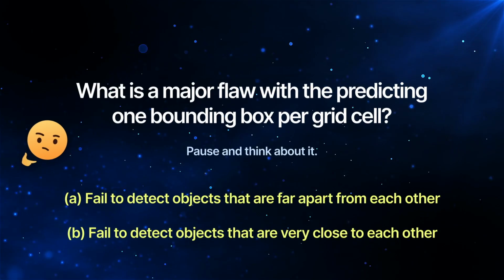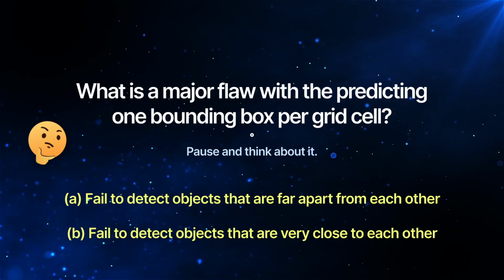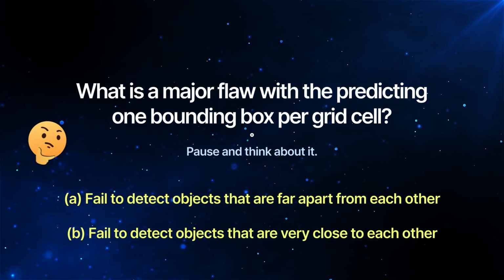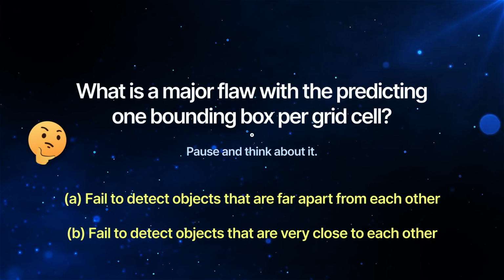At this point, let's pause the video and answer this question. What do you think is a huge flaw with the current way we are encoding bounding boxes?